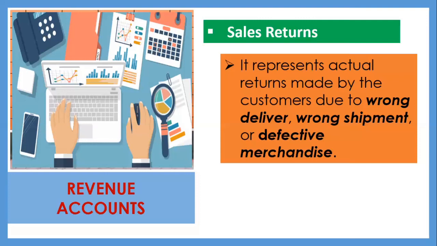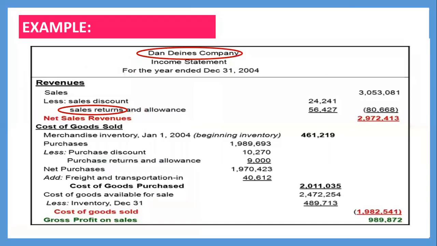Now, this is an example of an income statement. And again, same company, we have Dundane's company. Now, if you have sales returns, this will be deducted from your sales, okay? Because this is technically speaking a loss of sales from the company because a certain customer returns their orders due to wrong shipment, wrong delivery, or defective product. So that is why it should be deducted from your sales. Next, we have sales allowances.